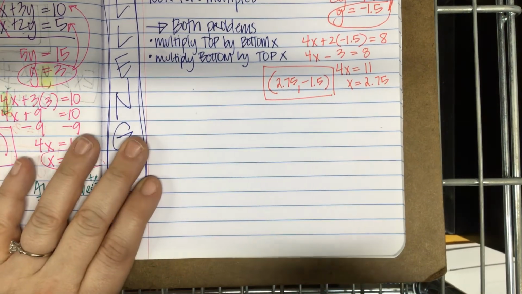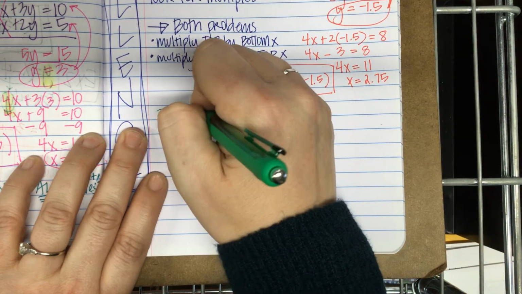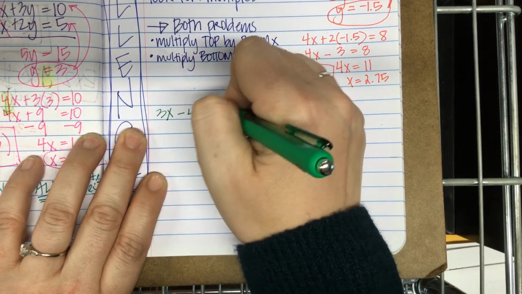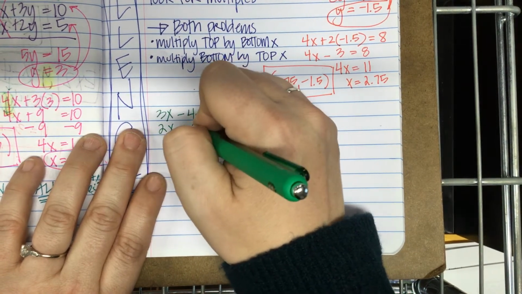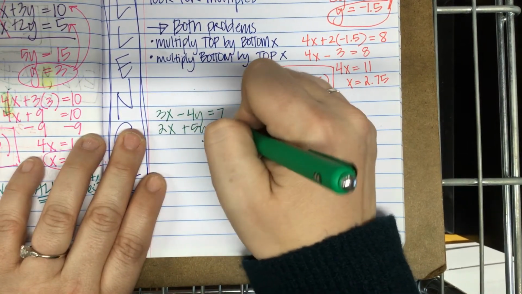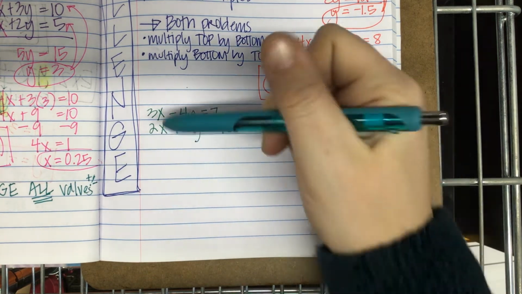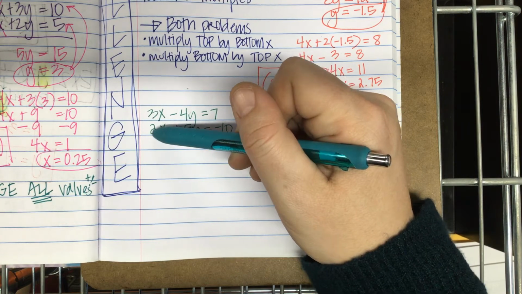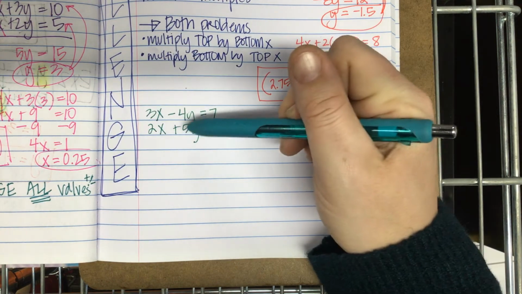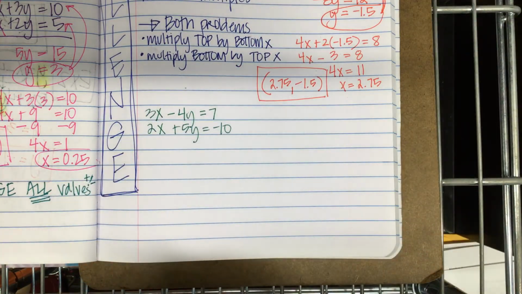So what about 3x minus 4y equals 7 and 2x plus 5y equals negative 10. I don't have multiples in this problem. Do you agree with that? I mean, 2 and 3, I can't multiply 2 by a whole number to get 3. I can't multiply 4 by a whole number to get 5. I don't have a multiple to get there.